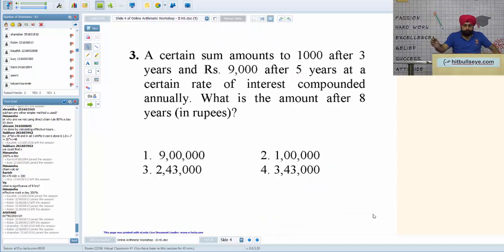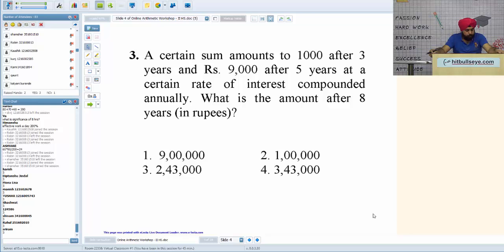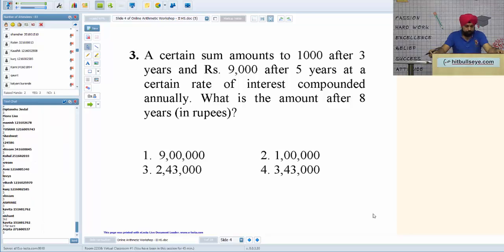This one, just answer this question, students. It's a compound interest question. So most of you are answering it to be third option. Kavita said it is 3 for sure. So she is confident that third option is correct. So most of you have got it to be 3. So let's solve it here, students.